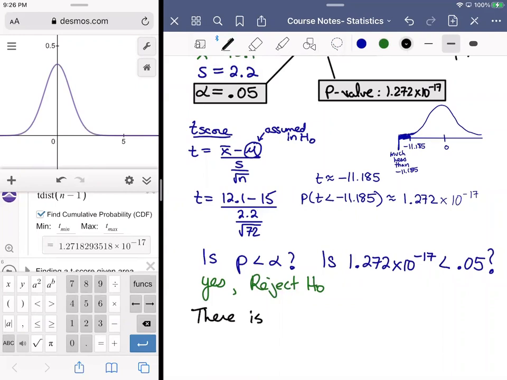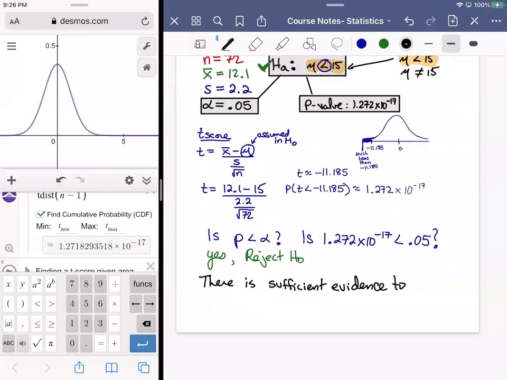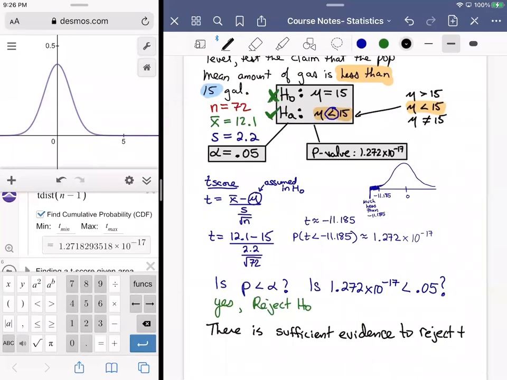You had a choice of insufficient or sufficient evidence to reject the null hypothesis. Well, we're rejecting the null hypothesis, so there is sufficient evidence to reject the claim that the population mean amount of gas is 15 gallons at the 0.05 significance level. The first sentence always addresses the null hypothesis. That involves an equal sign.